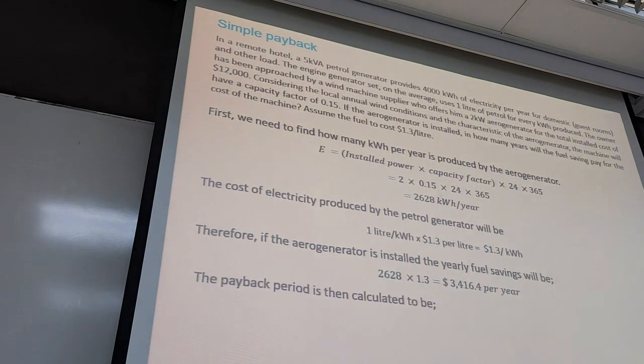Now, payback period. How much does it cost to buy this aero generator? $12,000. Alright? It costs $12,000 to buy the aero generator. And the question says, the way it's simplified is that this aero generator will be enough to supply the power for that particular remote hotel.